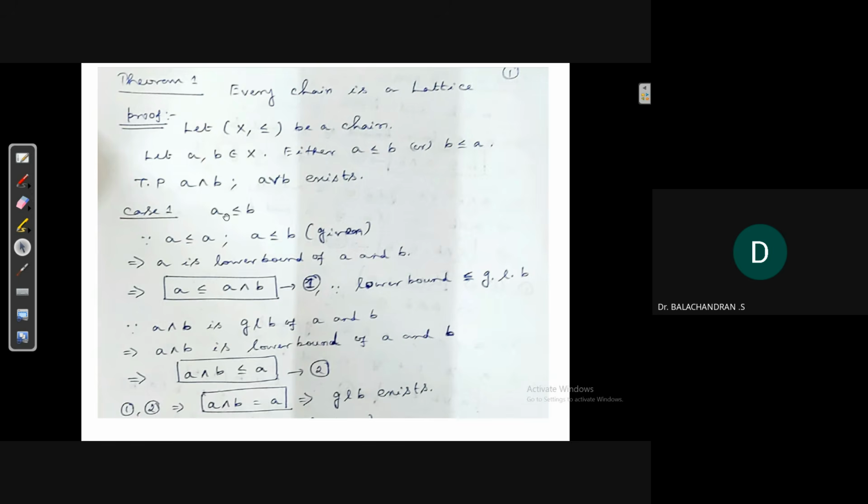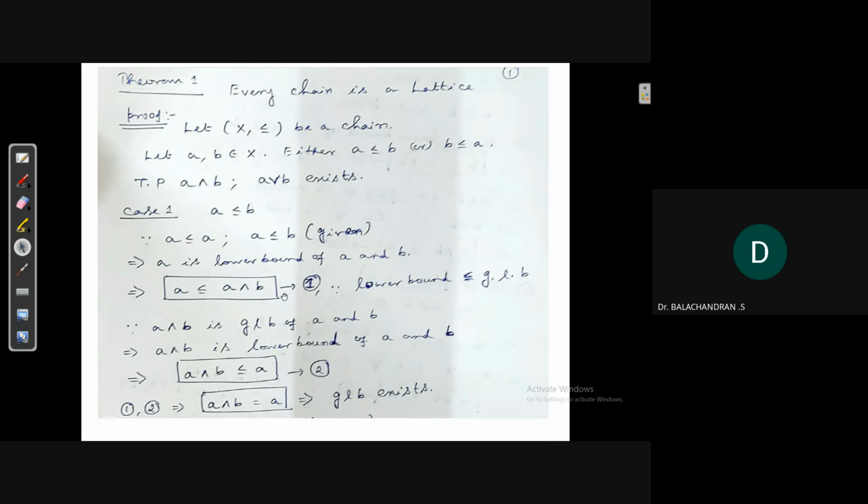Okay, so case one, A less than or equal to B. Since we know that A less than or equal to A is always true, and A less than or equal to B is given, that is the case. Now this A and this A are both the same A. This A is a lower bound of A and B. So A is a lower bound of A and B. So this is our next sentence.